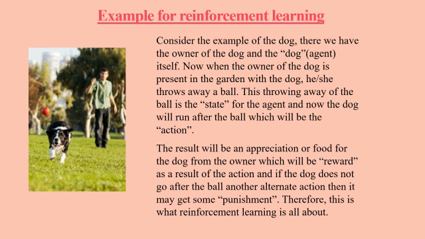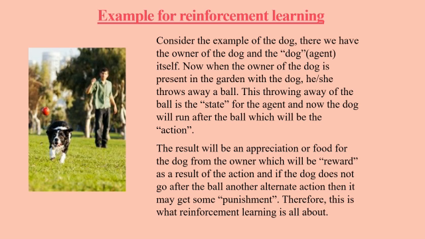In the picture, you can see the environment, maybe the garden or a park, consists of the dog, owner of the dog, and a ball. Let's assume the situation where the owner of the dog throws away a ball and the dog will run after the ball and bring back the ball to its owner. So, as a result of an appreciation, the dog will get food as a reward. If the dog does not perform any action, it may get scolding as a punishment. Therefore, this is what reinforcement learning is all about.